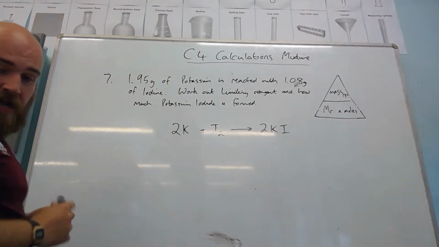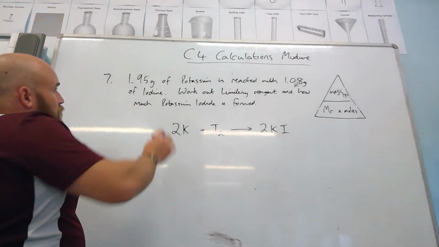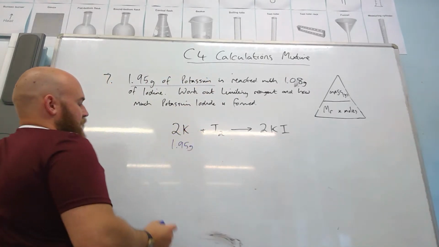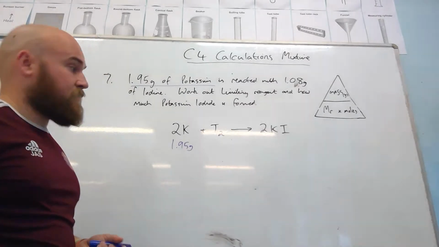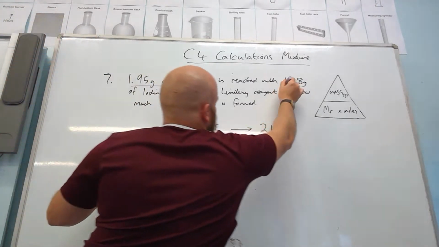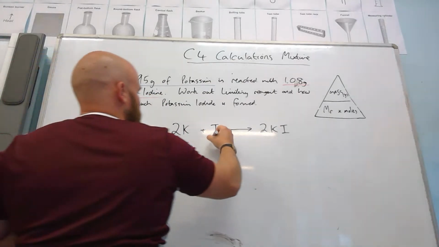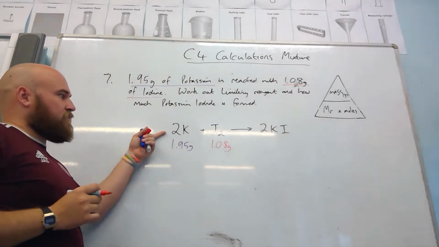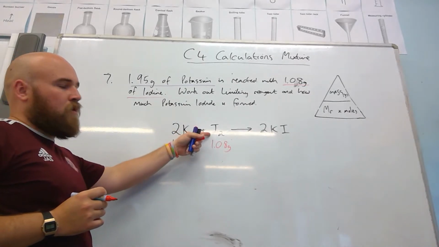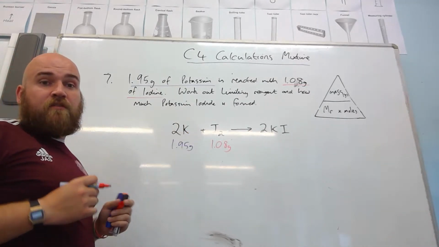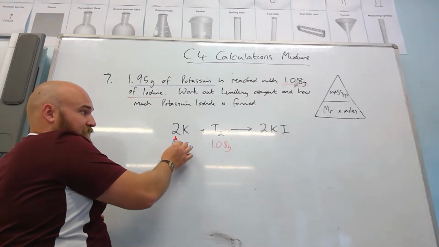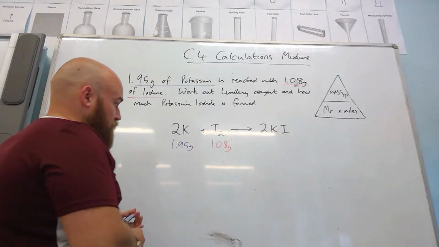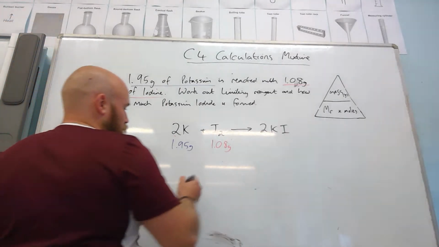And it says that we are starting with 1.95 grams of potassium. And we are also starting with 1.08 grams of iodine, which is that. Well, let's say, when we're looking at this equation, it doesn't mean 2 grams of potassium reacts with 1 gram of iodine. This equation tells you the number of moles you need. So this says 2 moles of potassium reacts with 1 mole of iodine. So the first thing we need to do is convert both of these numbers into moles. Okay.